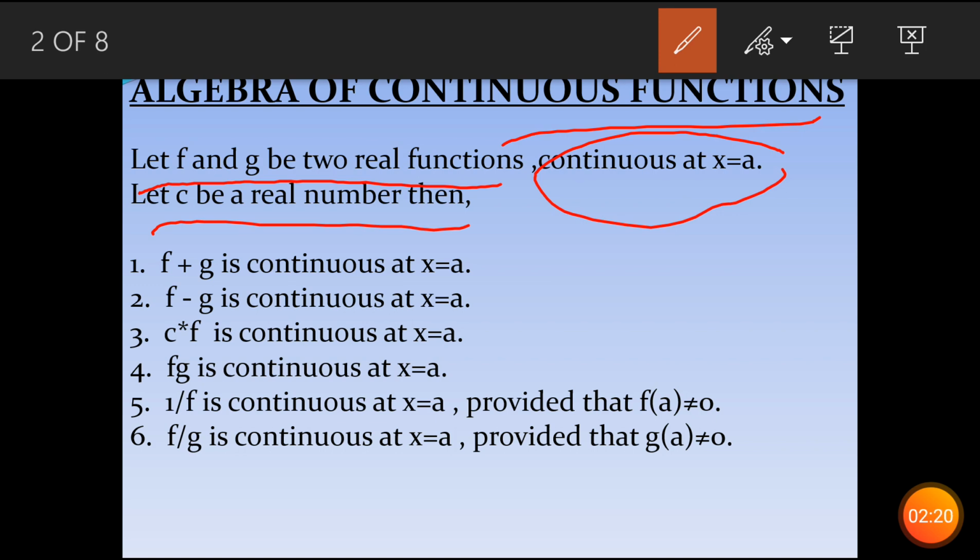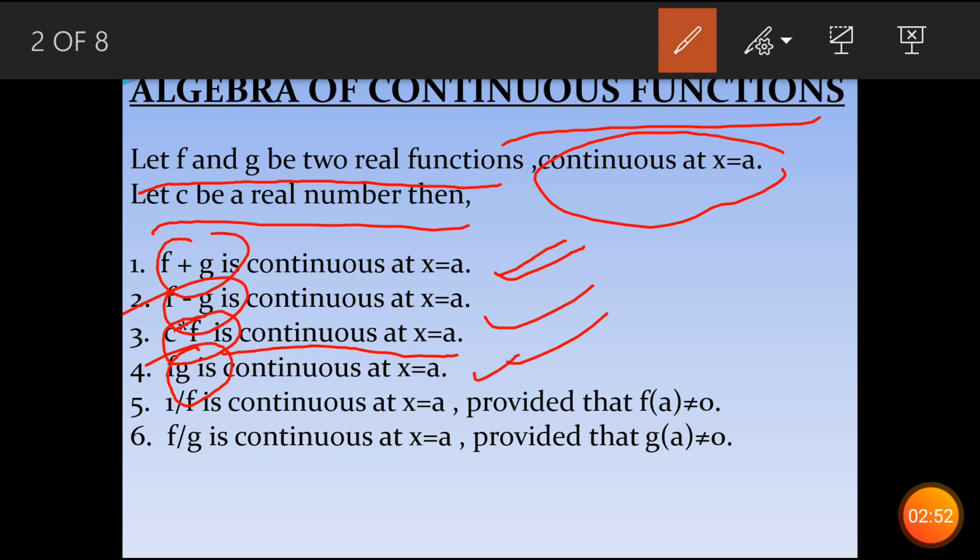The first result is the sum of these two functions will also be continuous at x equals a. The second, the difference of these functions will also be continuous at x equals a. The third, if we multiply the real number with a function, then that combination will also be continuous at x equals a. Fourth is the multiplication of both functions, f into g, will also be continuous at x equals a.